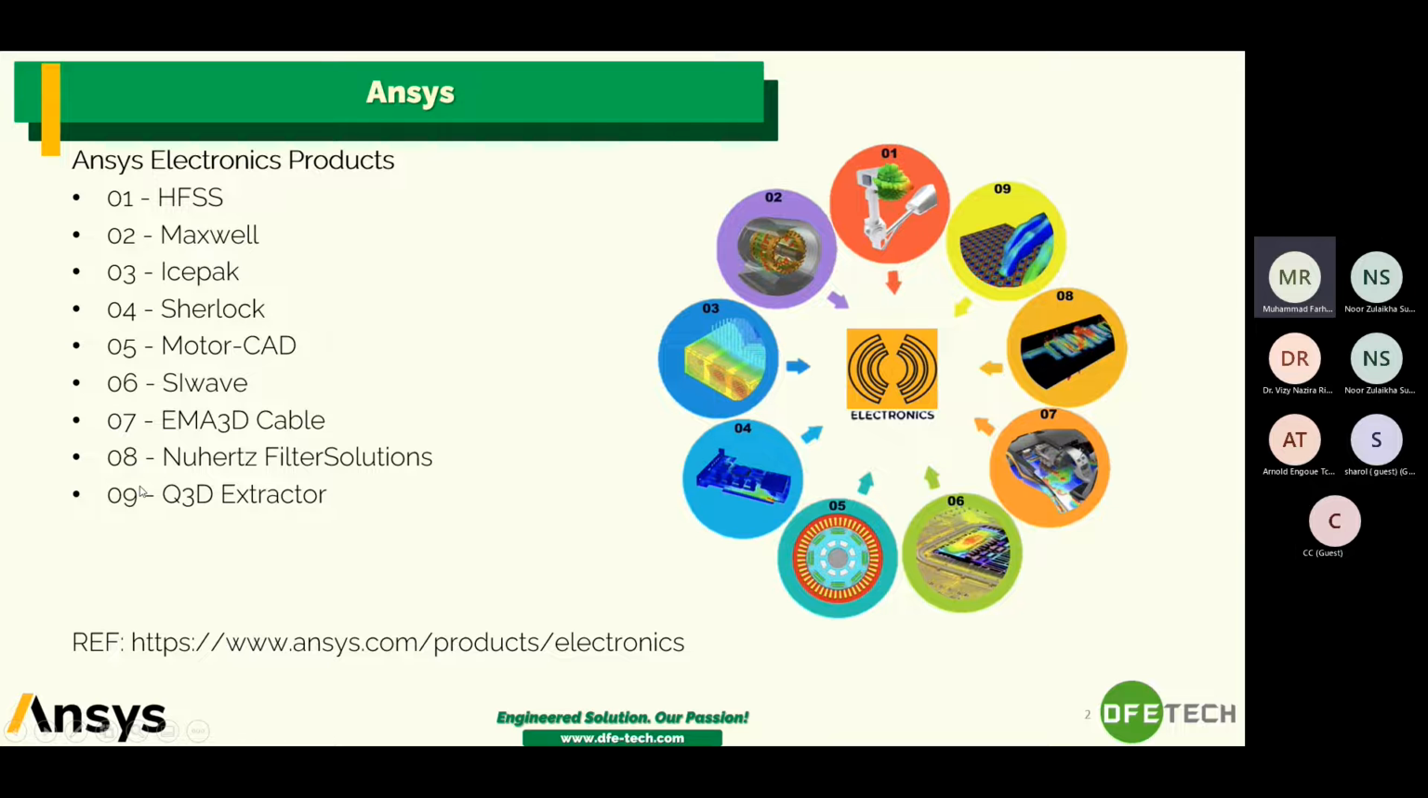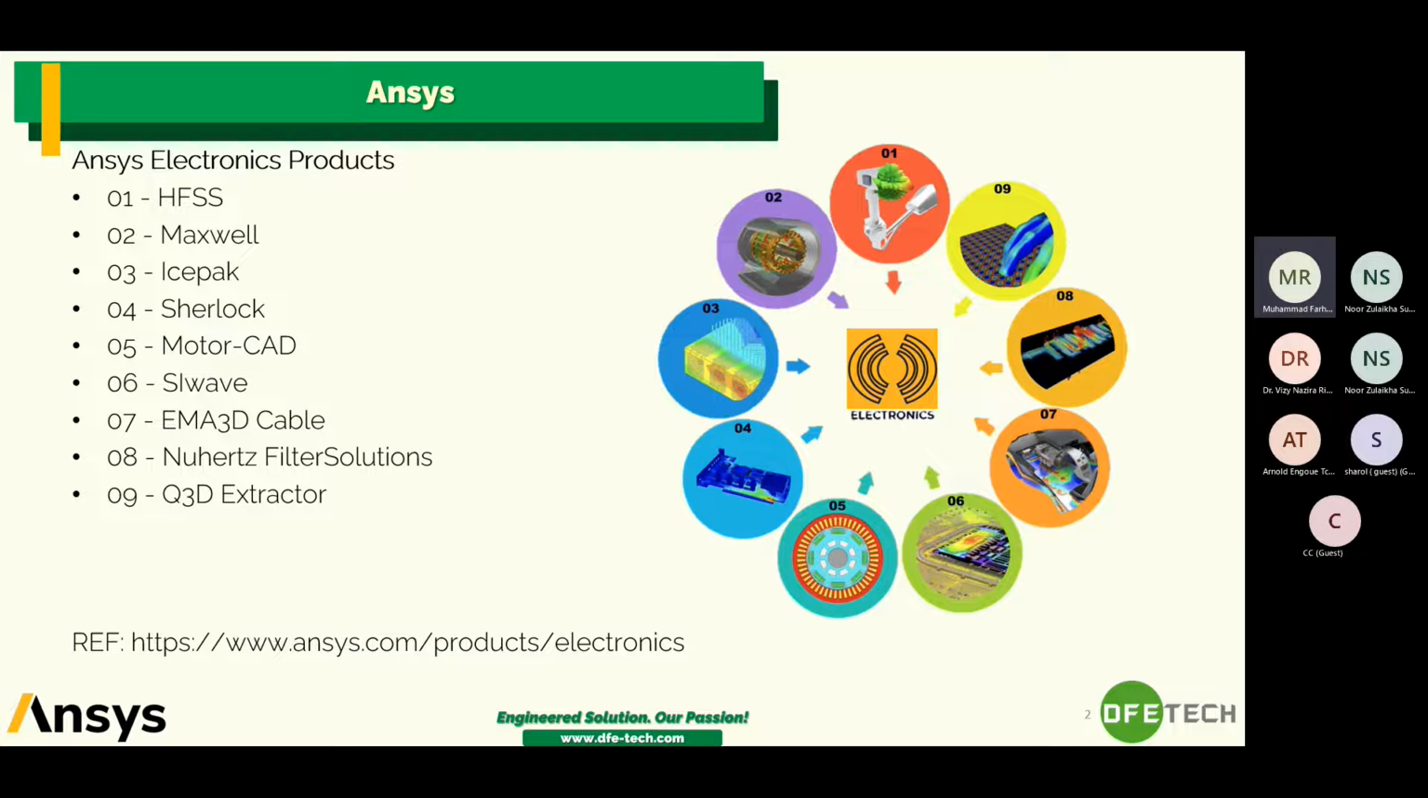We have 9 products for electronics. The first one is Ansys HFSS, which I'll talk more about later. Second, we have Ansys Maxwell. It's an electromagnetic design and simulation tool for low frequency application. We also have iSpec. iSpec is a computational fluid dynamics CFD solver for electronics thermal management. We also have Sherlock. Sherlock provides life prediction for electronics hardware.